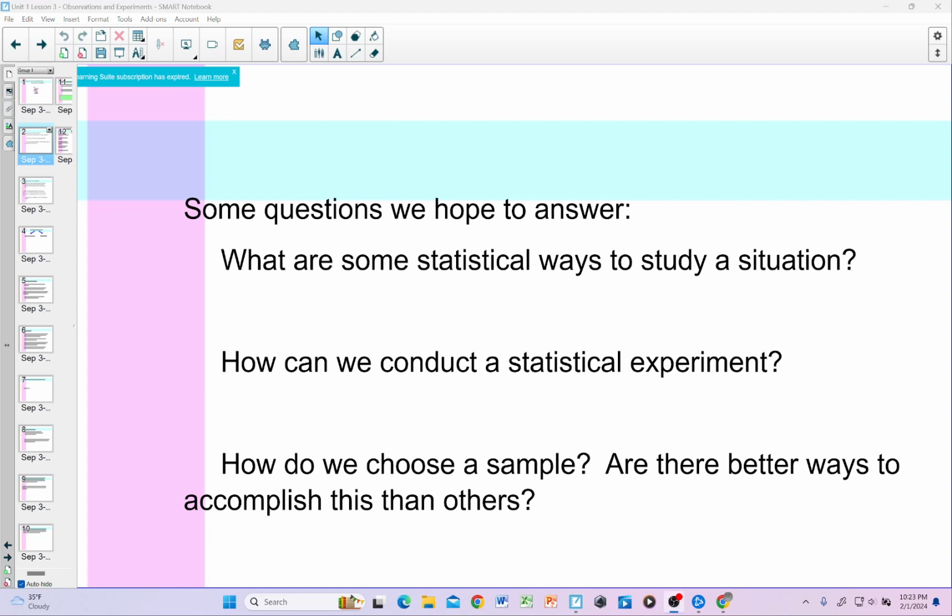We can also look at how we actually conduct a statistical experiment from start to finish. And later on, how do we choose a sample? So, are there better ways to accomplish this than others? And the short answer is, of course. But there's lots of good ways to choose a sample. And some ways are good in some situations and some are not.